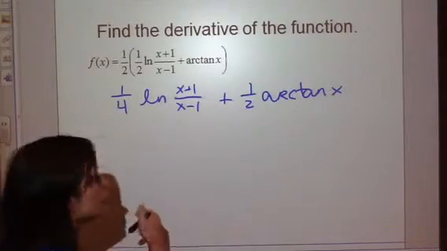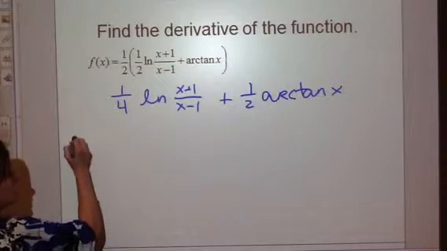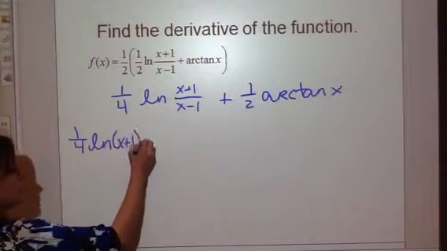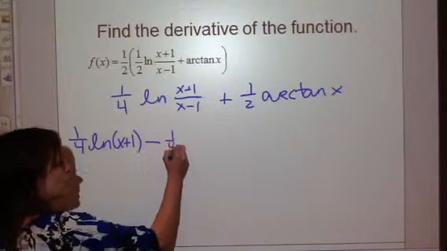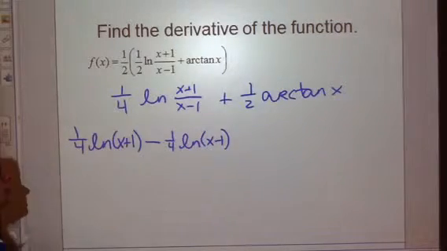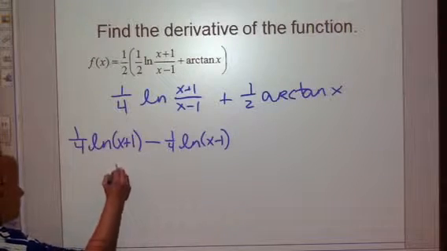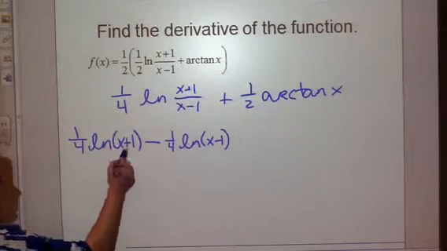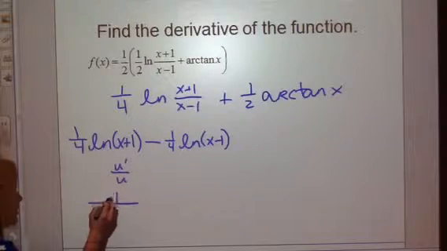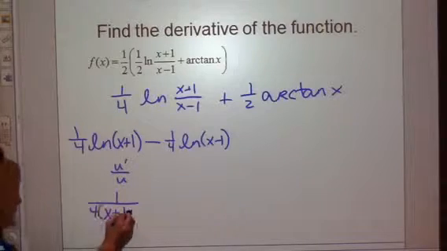So we have to remember our old rules of ln. Well, you should say ln, you want to try and rewrite first. So you rewrite as a fourth ln of x plus 1 minus a fourth ln of x minus 1. So derivative of ln is u prime over u. So u is this, so the derivative of that is 1 over u, which is x plus 1. And we have that fourth, so we're going to take it times a fourth.